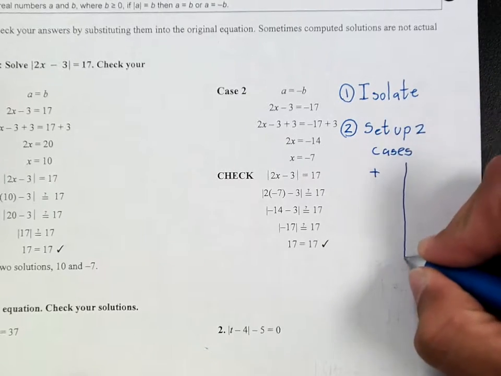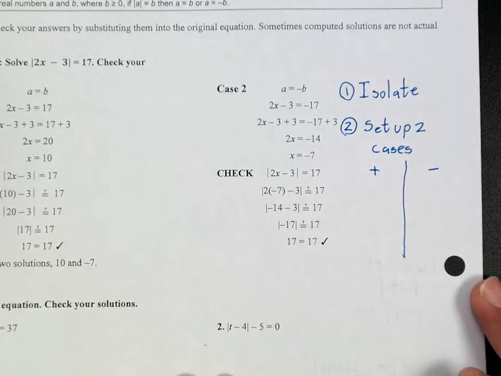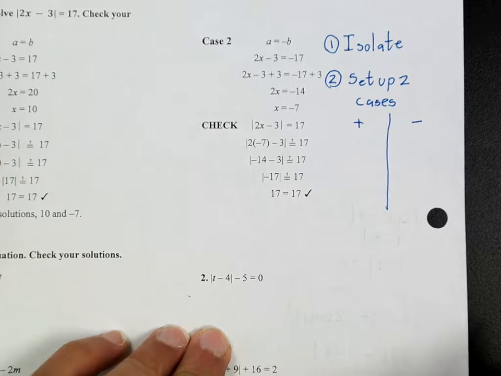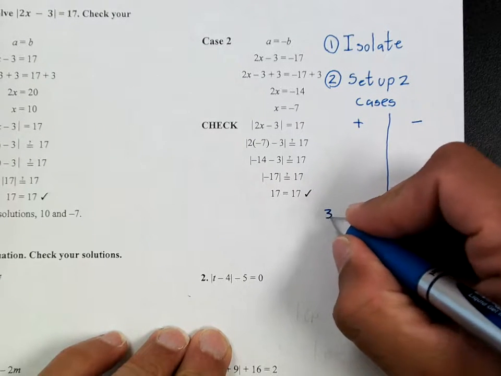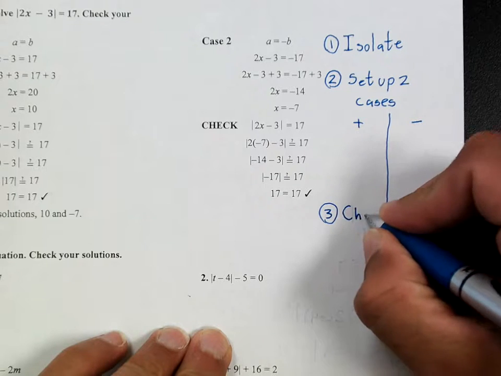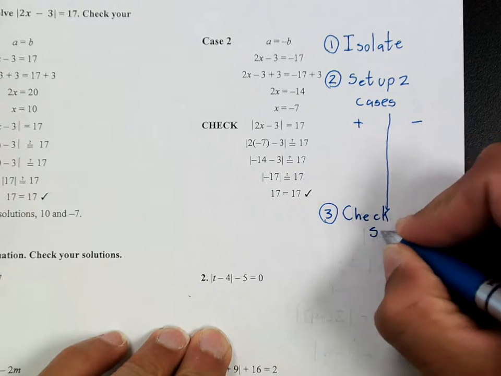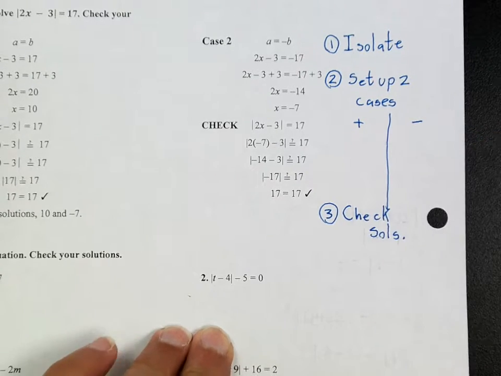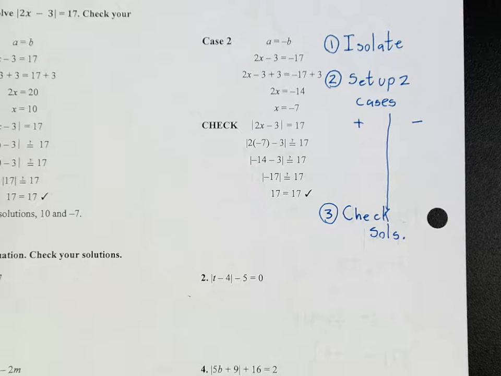So you have two cases, one positive, one negative. All right, so that's the important part to know. And you got to check your solutions. So check solutions. All right, so don't forget that. So that's the short version of it. All right, so let's do a problem like number 1.